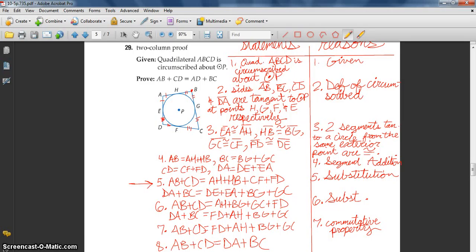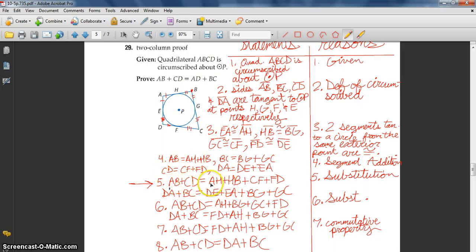Section 10.5, picking up where we left off on problem 29. We're writing a two-column proof. Given that quadrilateral ABCD is circumscribed about circle P, we want to prove that AB plus CD is equal to AD plus BC. And we're on the fifth step here. So we're substituting.